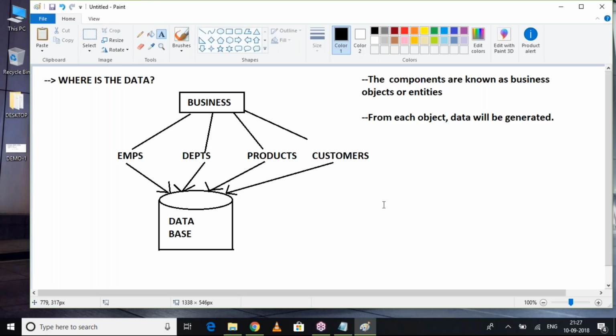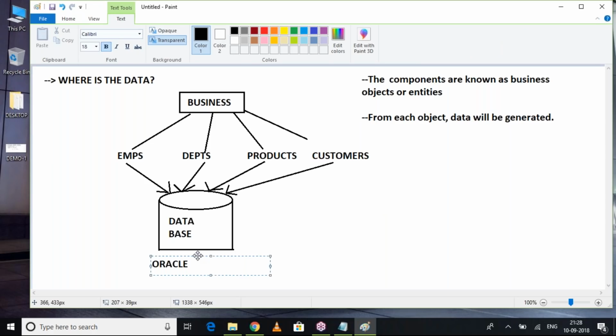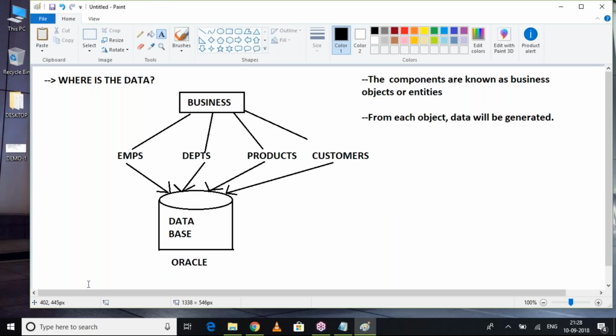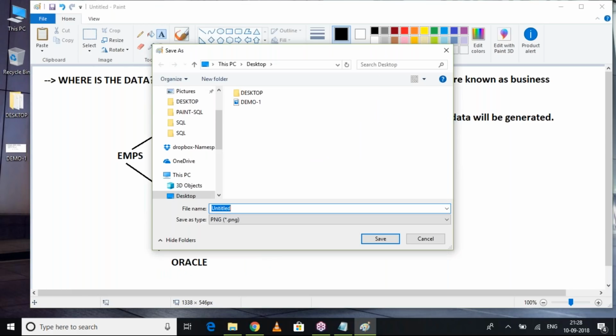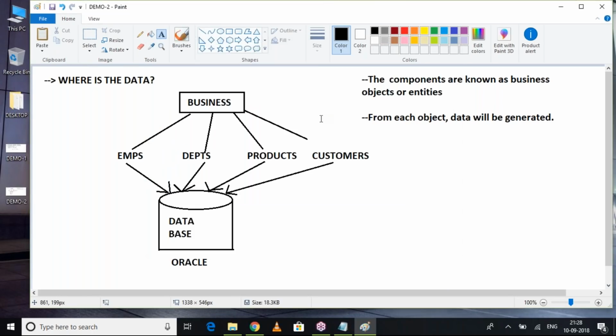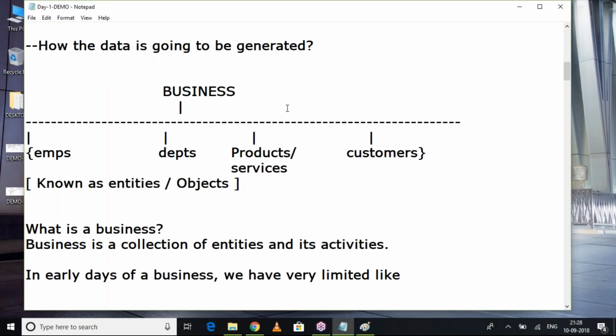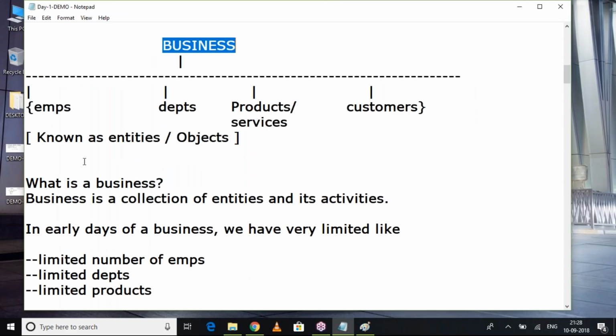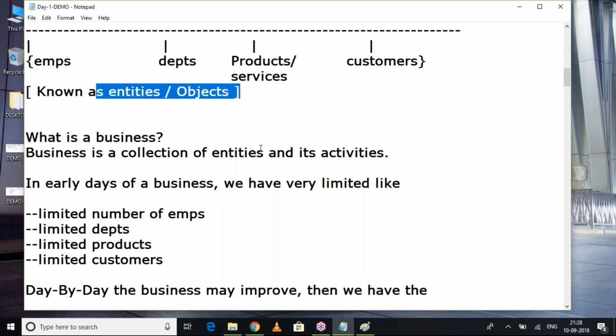One of the databases is Oracle. We have so many databases. The most famous database with the highest market share in the world is Oracle. Okay, so let me explain here. Hope you understand what a business is. Business is a collection of objects, and from each object we have data. That data is saved under database.